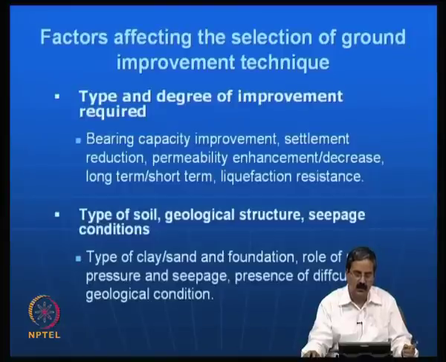So, we should look at the type and degree of improvement required. Are you looking at bearing capacity improvement? Are you only looking at settlement reduction, or are you looking at permeability enhancement? Say, for example, you would like the permeability to be increased so that there is good drainage. Is that what you want, or do you not want a permeability increase at all?